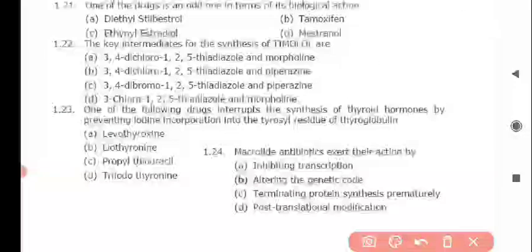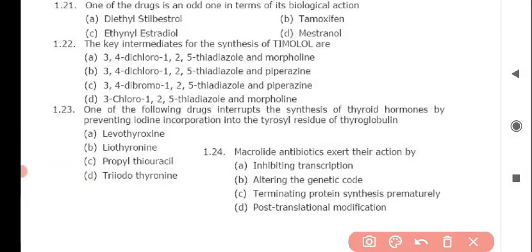Next question is the key intermediates for the synthesis of timolol are. So the correct answer is option A, that is 3,4 dichloro 1,2,5 thiadiazole. Next question is one of the following drugs interrupts the synthesis of thyroid hormones by preventing iodine incorporation into the tyrosyl residue of thyroglobulin. So the correct answer for this is option C, propylthiouracil. Next question is macrolide antibiotics exert their action why? So the correct answer is option C, by terminating protein synthesis prematurely.